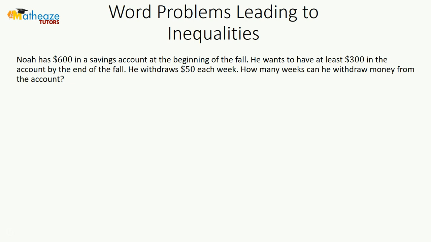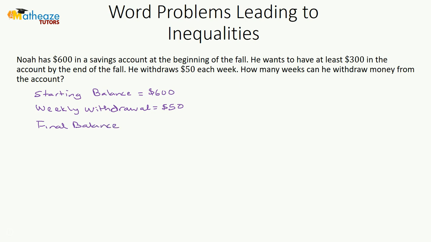So he starts off with, so let's look at starting balance is going to be $600. Weekly withdrawal, that is going to be $50. He wants to have at least $300, so final balance should be greater than or equal to $300.